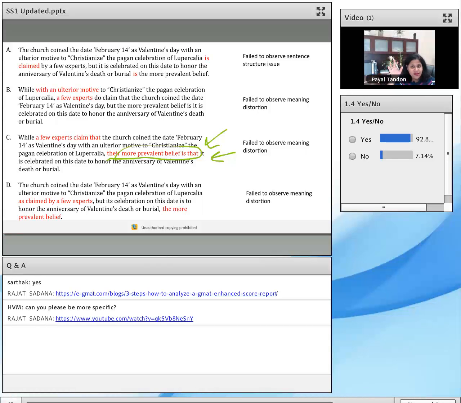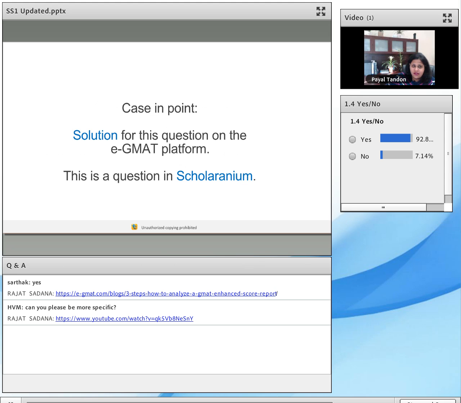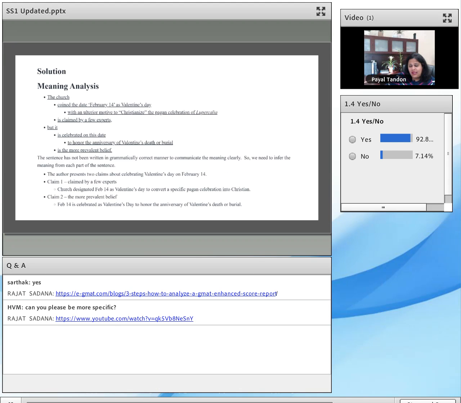So you have to look at the solution so that you can understand which step of the process you faltered in while you were solving the question. Okay. And again, such analysis is not possible if you have very brief solutions. Okay, you need to have detailed solutions. And what I'm going to show you is an actual Scholaranium question. This is the level of detail of the solution, and these are all screenshots.